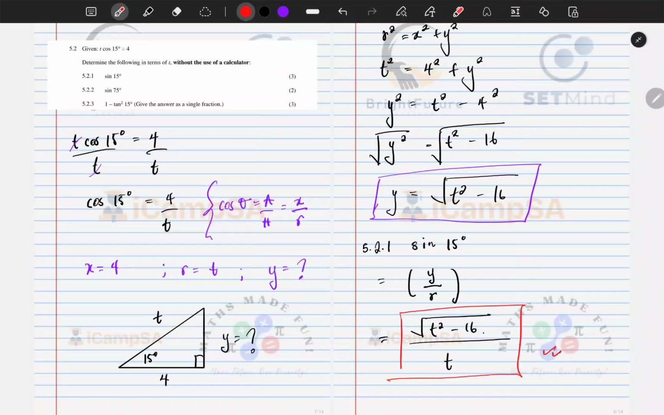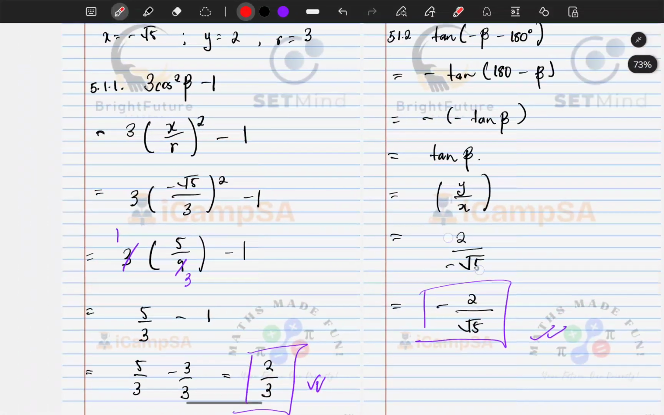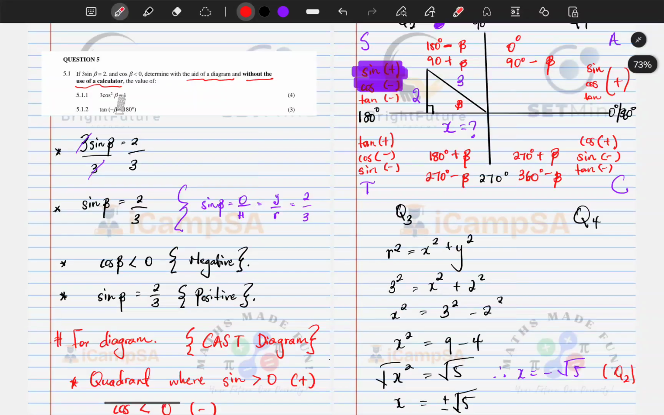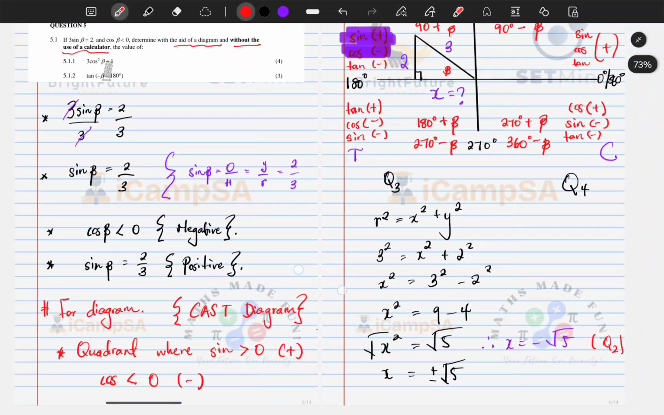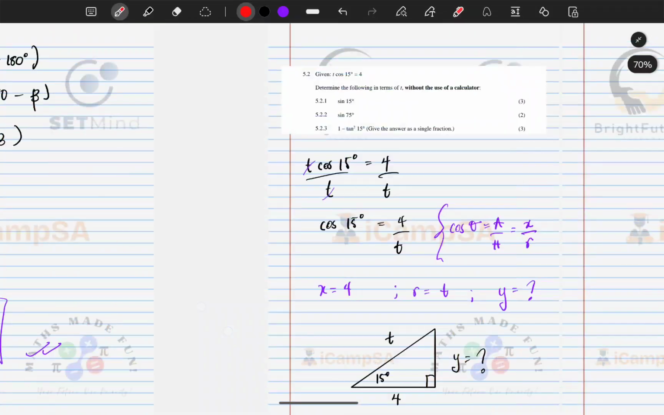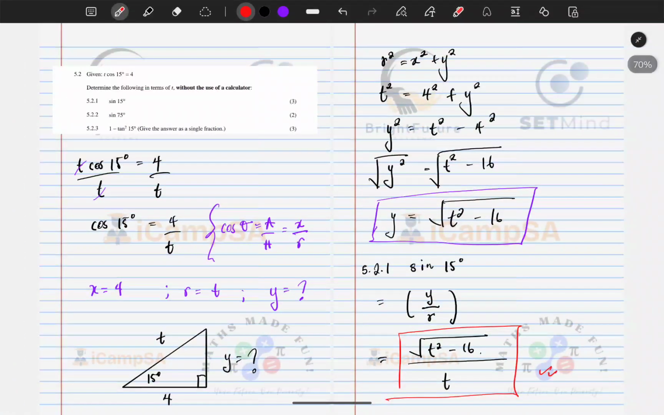Now I have my answer. It's very simple, right? In this case, we don't have to worry much about the signs because we're not given any conditions for which these can be true. In the previous case, we were given the conditions for which these equations were true. So that's why we had to apply the things that we applied.